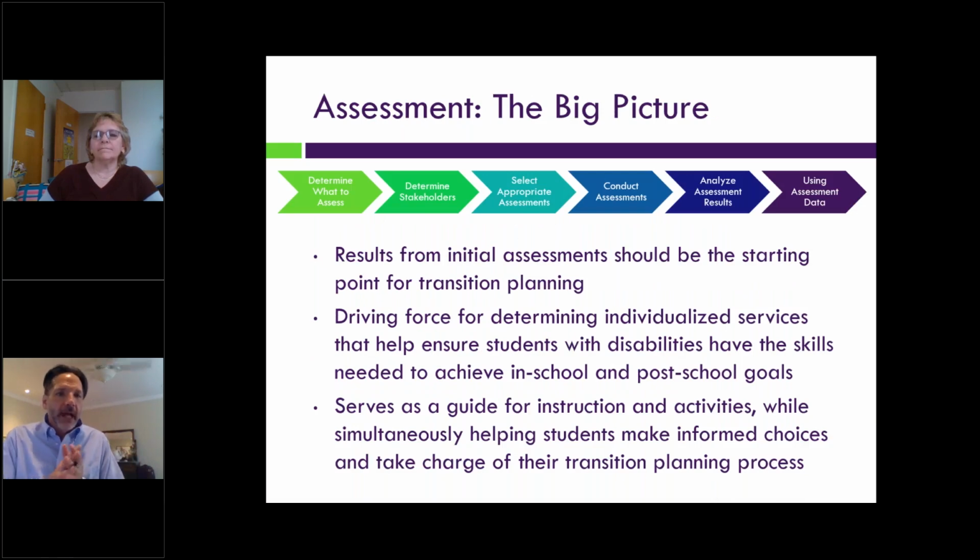We spent a good deal of time talking about assessment as part of this series. And it's important to note that assessment is not just one test or one point in time. It's an ongoing process. And the graphic across the top of this slide is really a nice way of talking about how assessment should occur.